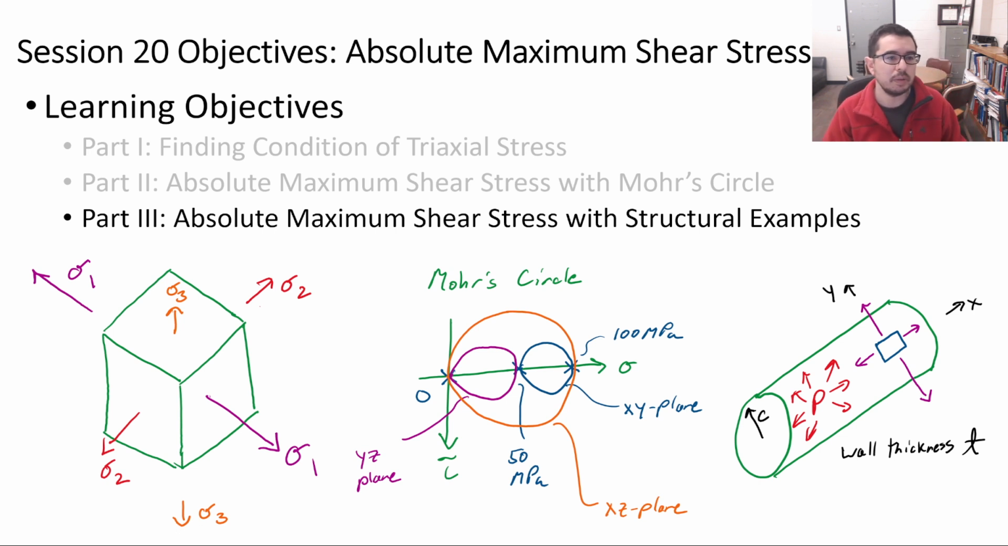So up to this point, we've talked about how you would find the condition of triaxial stress, those principal stresses associated with triaxial stress, the absolute maximum shear stress with Mohr's circle, and now we're going to talk about using Mohr's circle to calculate absolute maximum shear stress with structural examples.